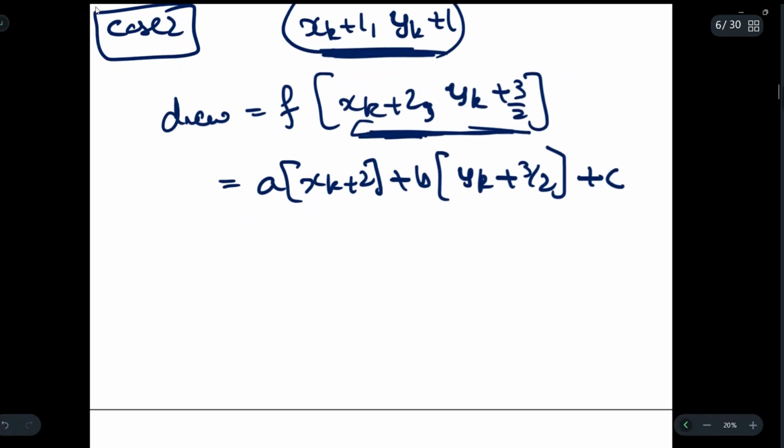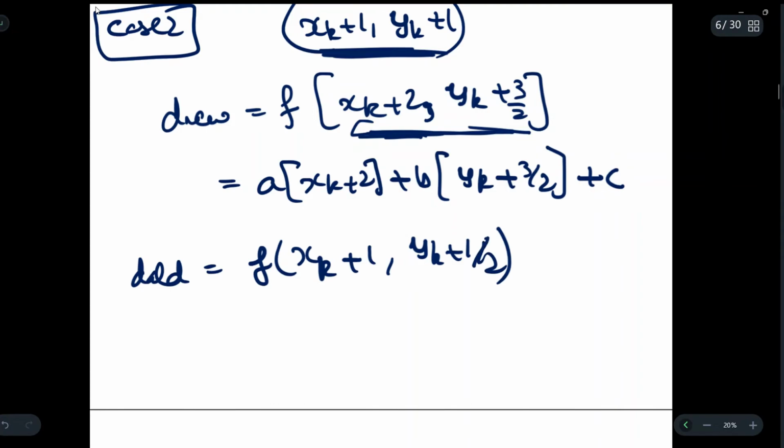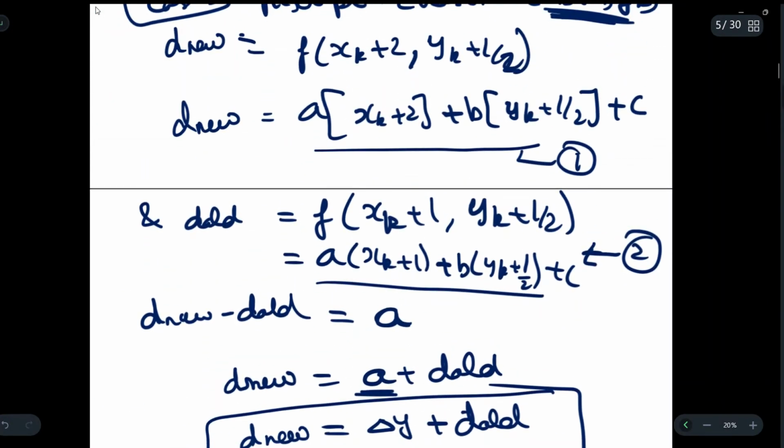Now we will find the value of d old. Now d old is simply the same value, that is (xk plus 1, yk plus half). That is the simple midpoint values that we had taken earlier also, which we had taken over here.